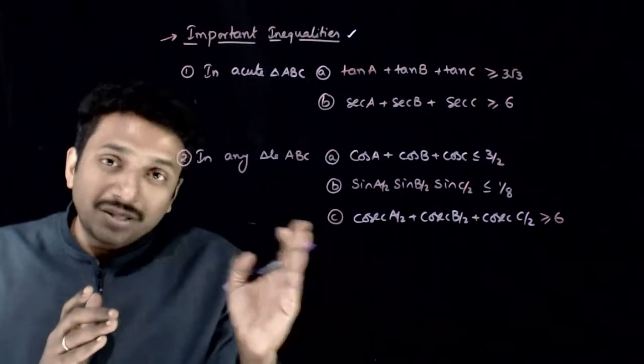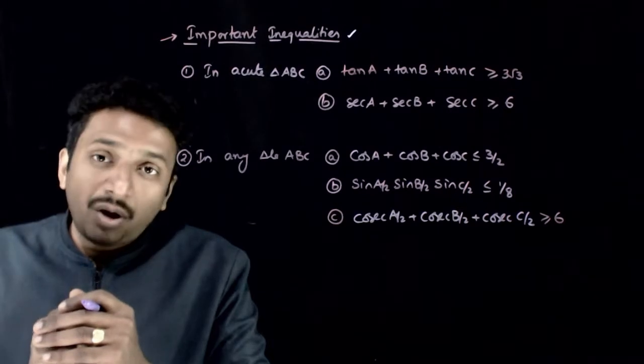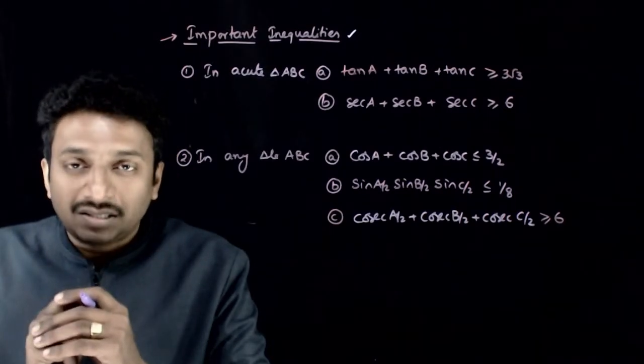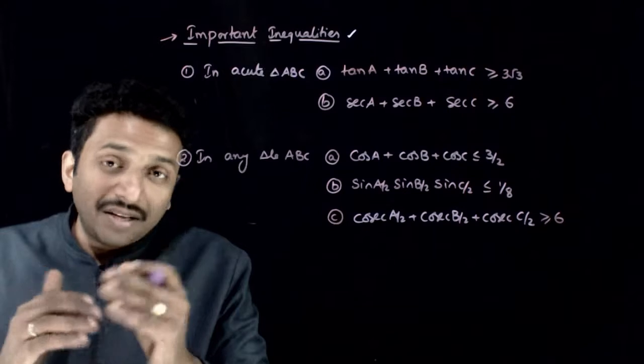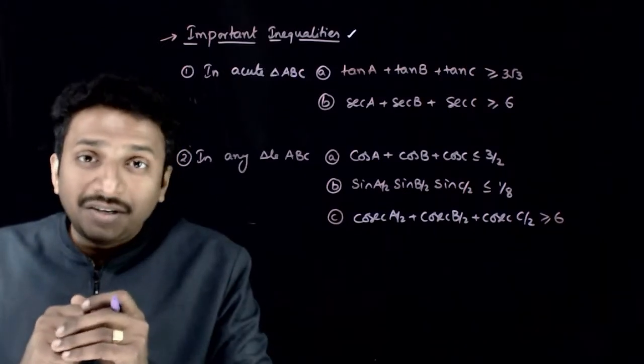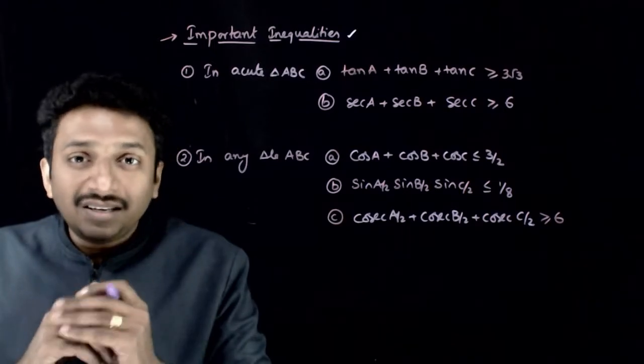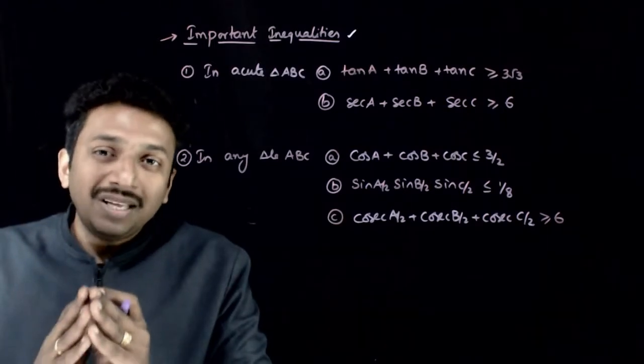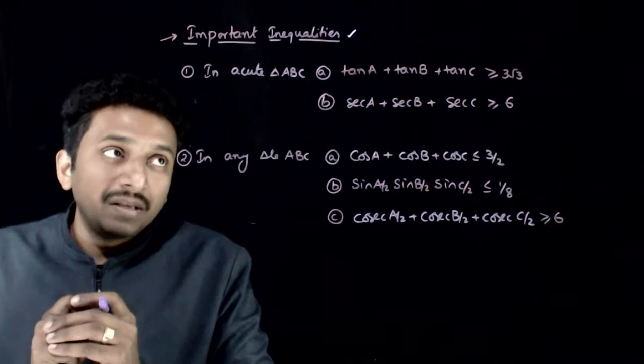Cosecant A by 2 plus cosecant B by 2 plus cosecant C by 2 will always be greater than or equal to 6. There are a lot of other inequalities also in trigonometry, but these are the inequalities which you need to keep in mind before doing the problems.